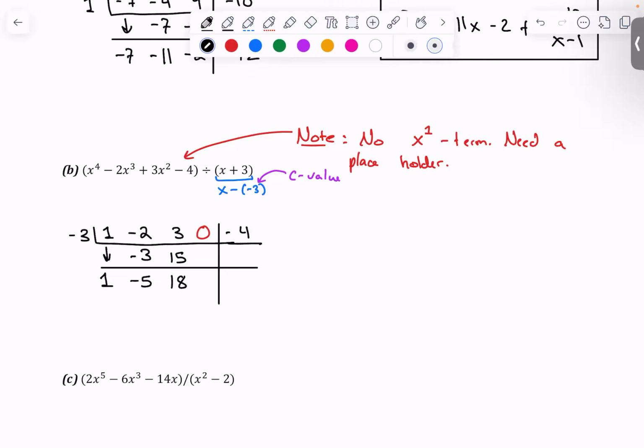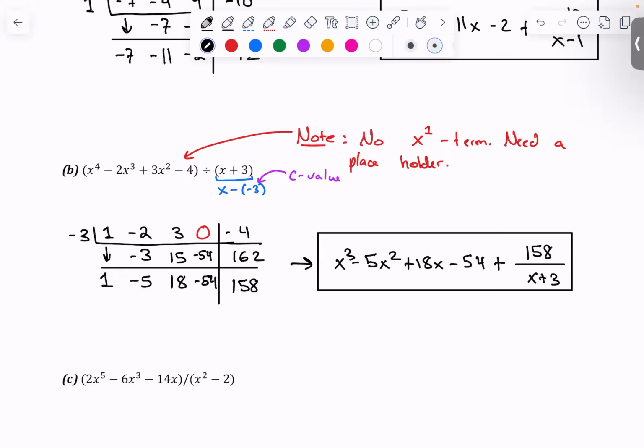You might need a calculator. So this is our answer. We did this by multiplying diagonally and then adding vertically. We can always check our answer by multiplying by x plus 3. Any questions on that?